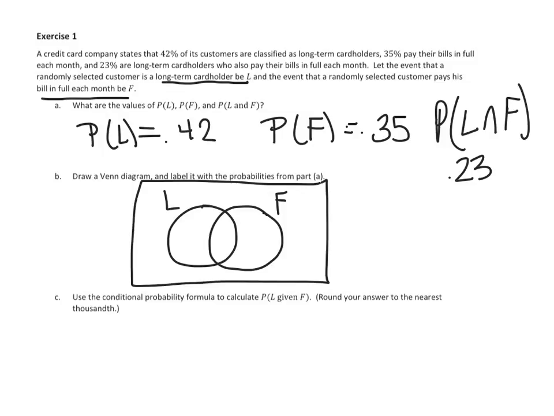And what do we know for sure? We know that 42%, so I'm just going to put my arrow over here, 0.42 for circle L. I know circle F, we just stated here, is 0.35. And I know the probability of L and F, so where L and F meet, the and section, is 0.23. So now I can easily calculate these other probabilities.